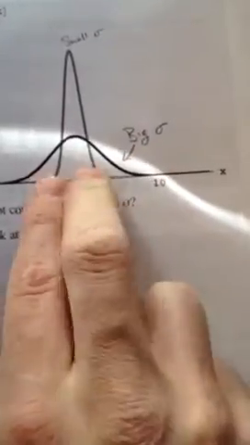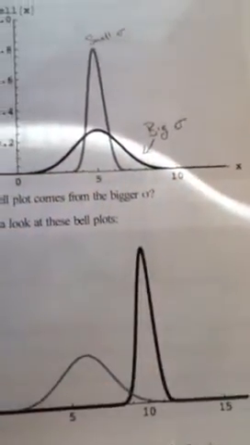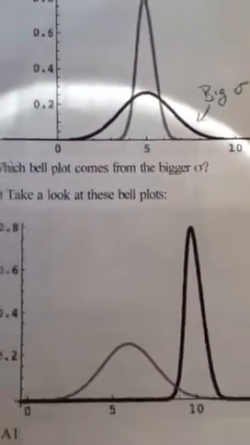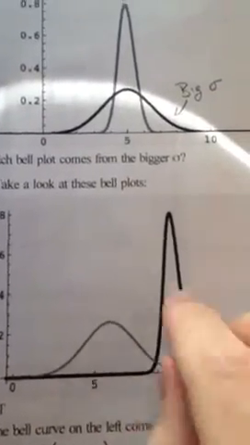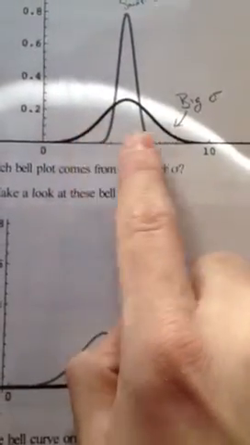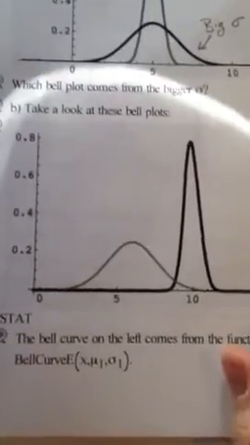Bell plots, here we go. The smaller sigma is where all the data is concentrated in this very high rising graph. A larger sigma signifies more of a spread of the data across the graph. So that's which one is bigger, the more spread out. The dark curve is going to be the bigger sigma.